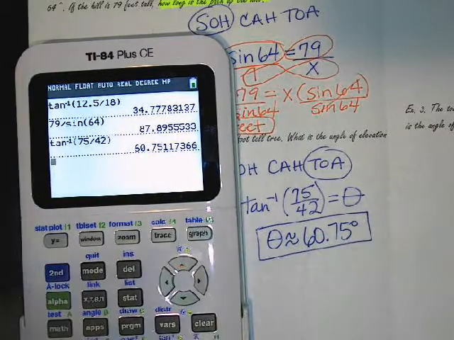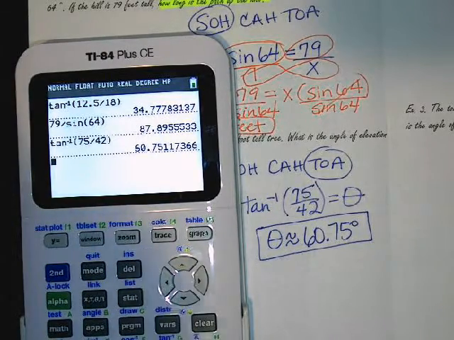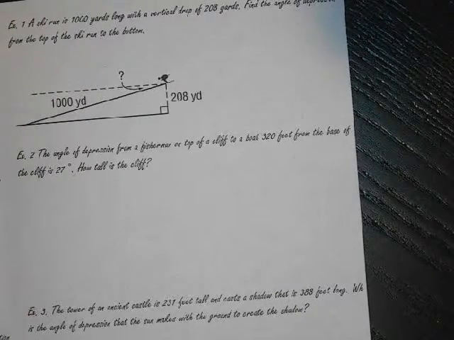These are word problems, so we need to make sure that our numbers have a measurement beside them, like degrees or feet or whatever they're doing. Okay? All right. Moving on. Example 1 on the next page.